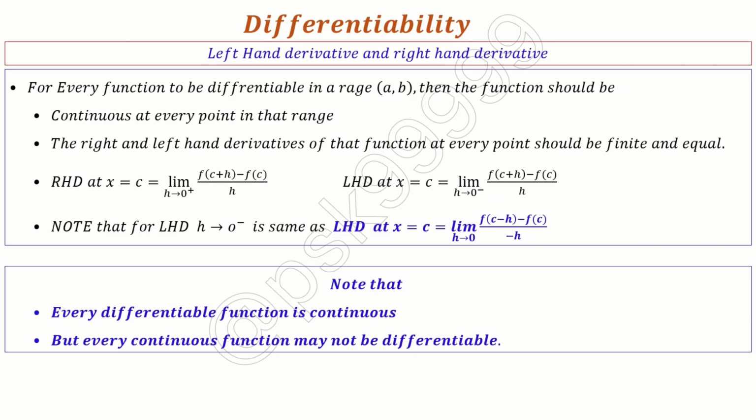Now note that every differentiable function is continuous. It means that when you say a function is differentiable, it is already continuous. That's why you went ahead and checked the differentiability. So if a function is differentiable, then it is continuous. But every continuous function may not be differentiable. You check the continuity, it is continuous, but still it may not be differentiable at that point.